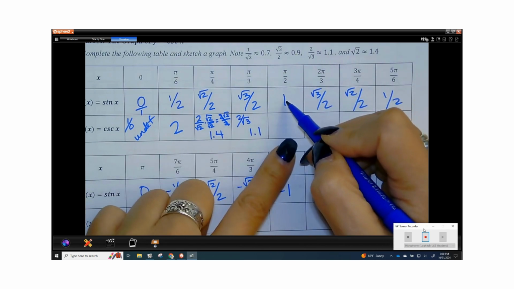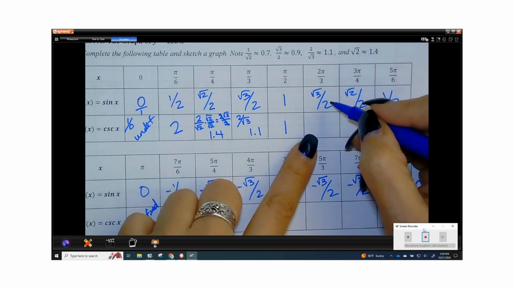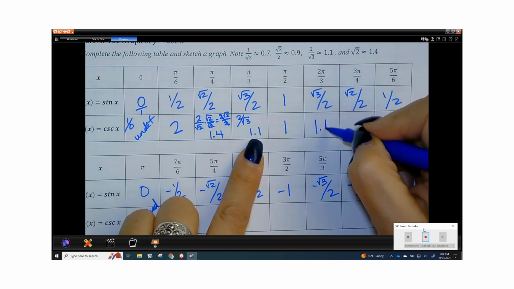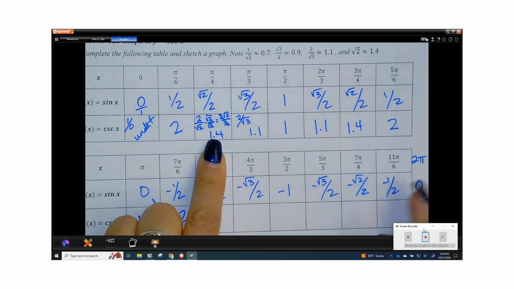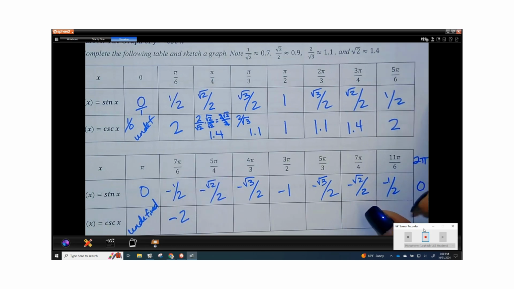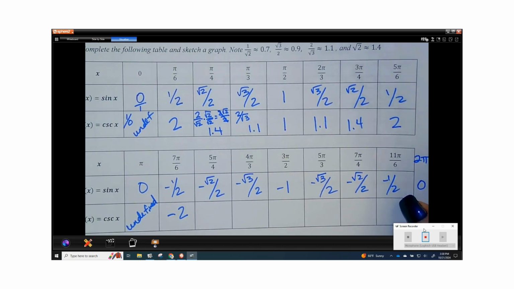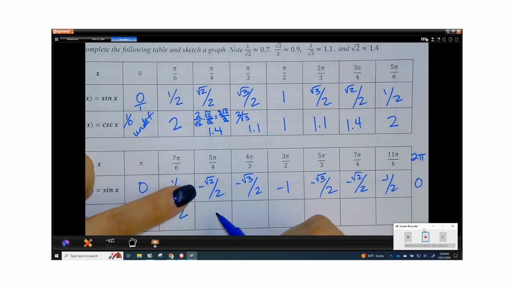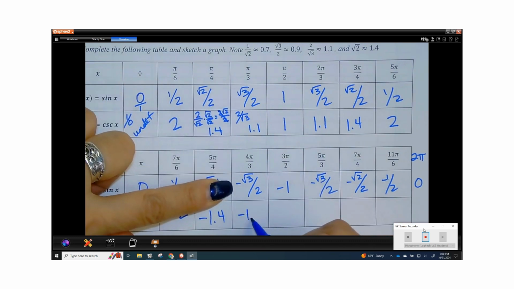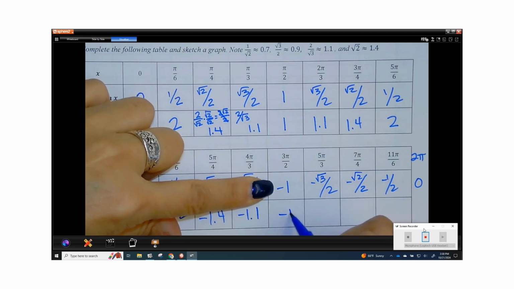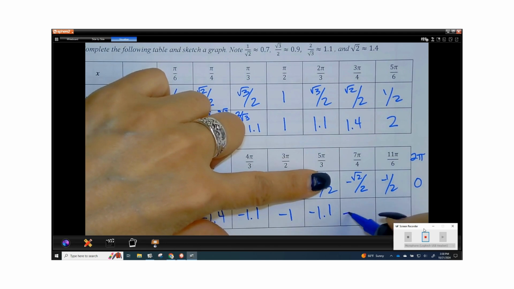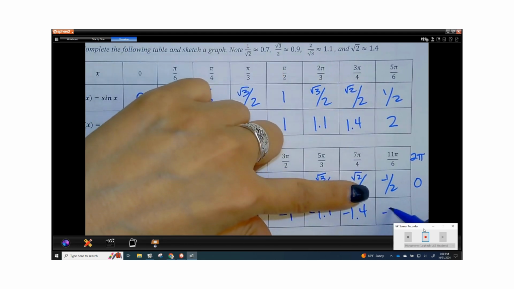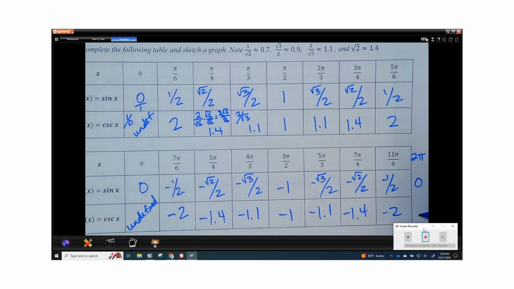Reciprocal of this, 1 over 1 is 1. 2 over square root of 3 is 1.1. 2 over square root of 2 is 1.4. This is 2. Now we're going to do the same with the negatives. So reciprocal of this is negative 1.4. The reciprocal of this is negative 1.1. Reciprocal of this is negative 1. Negative 1.1. Negative 1.4. Negative 2. And this again is undefined.